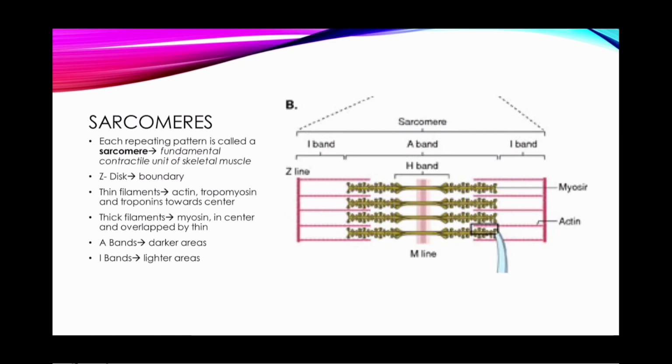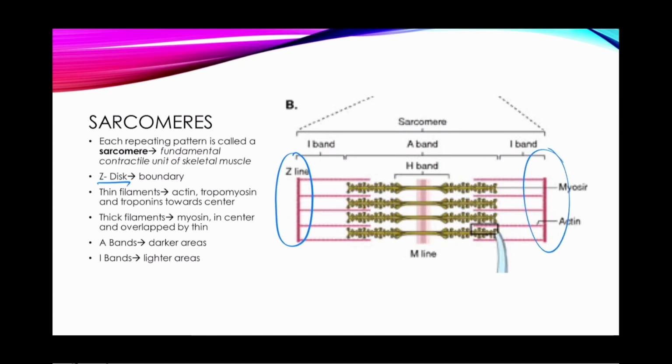This is going to happen in one muscle fiber. But when you add them together, the thousands of muscle fibers that you have, then you have enough force to generate your movement and allows you to do things. The Z disc or the Z line is the boundary. That's where the Z lines are.